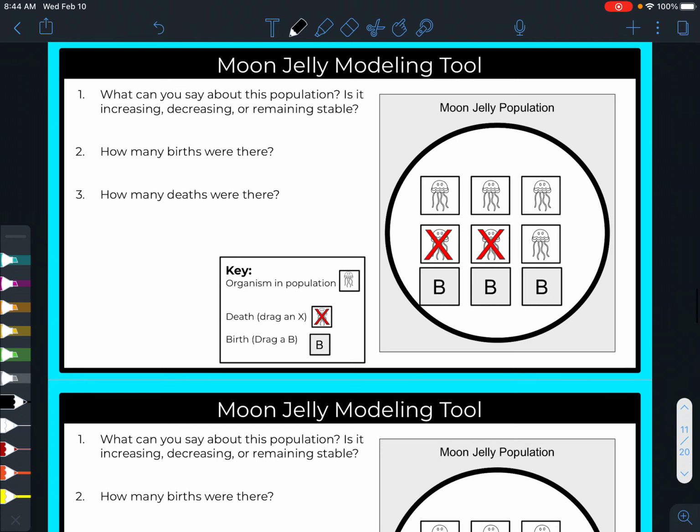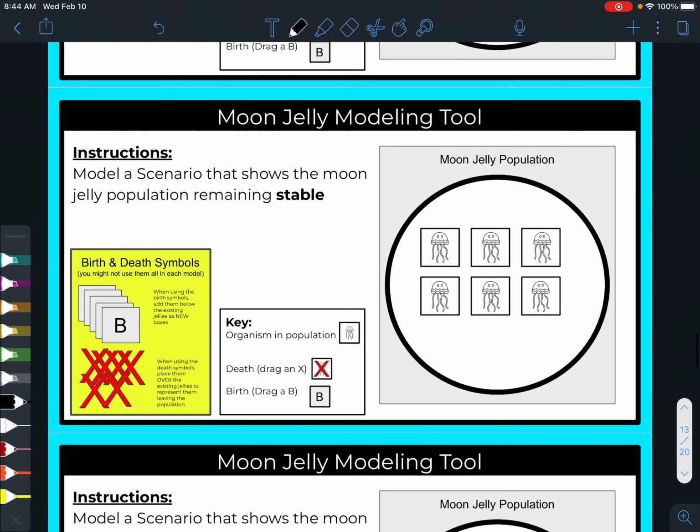I'm going to skip a couple of these because you can do these on your own. Now I'm going to go down to, on your slides, number 13. This is the first time that it asks you to show a scenario and model it yourself. This one asks you to model a scenario that shows the moon jelly population remaining stable. There are a lot of different ways that you can choose to model this, but when a population is stable, you have to keep in mind that the births are equal to the deaths.